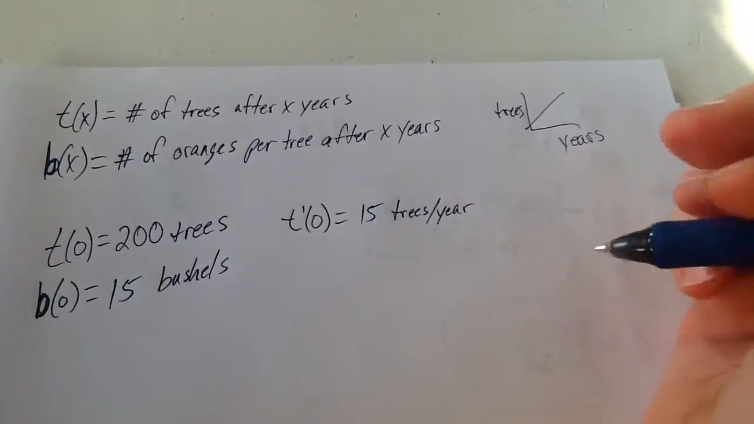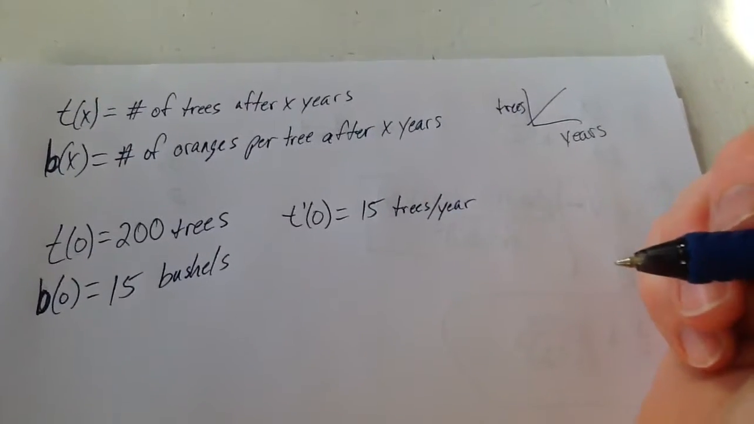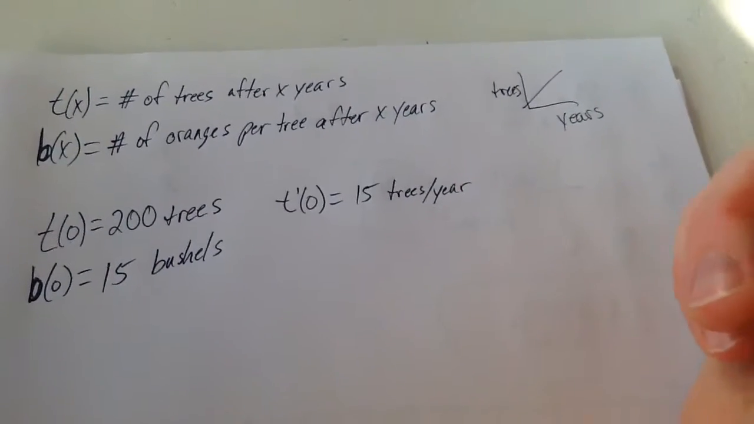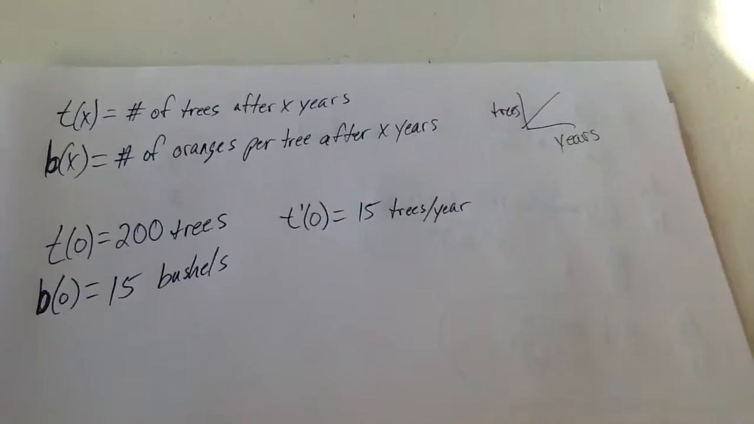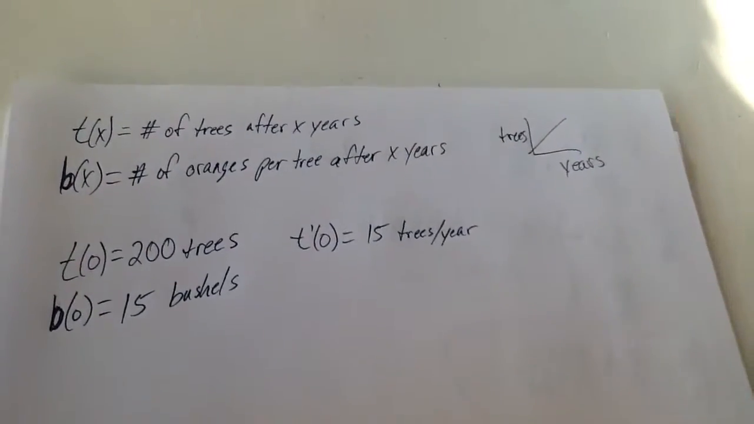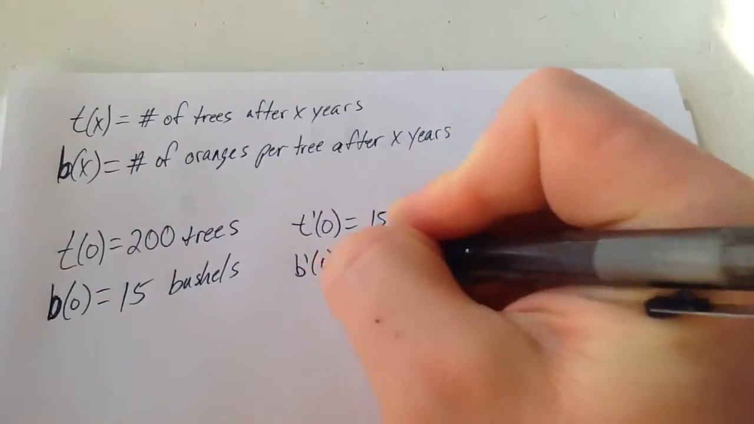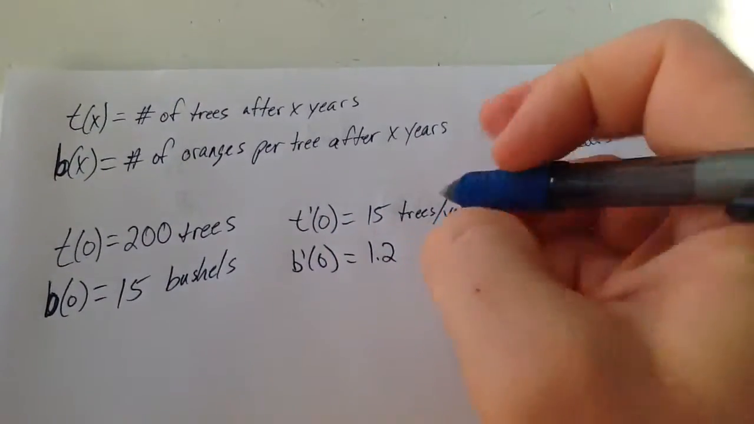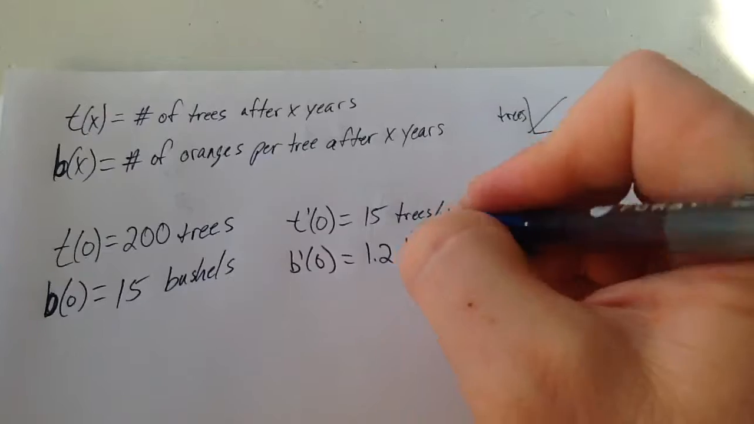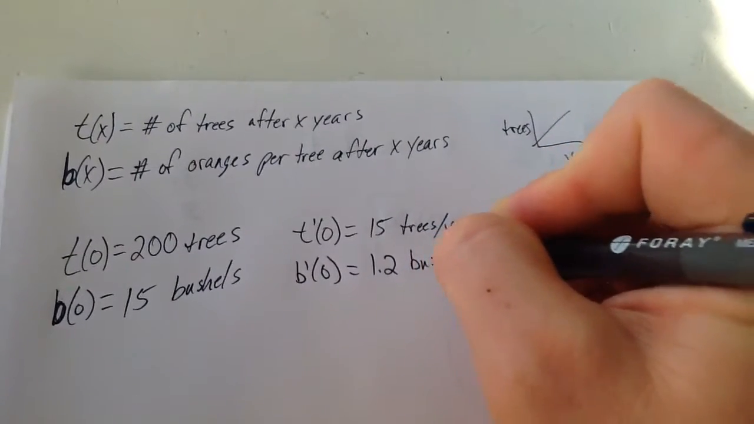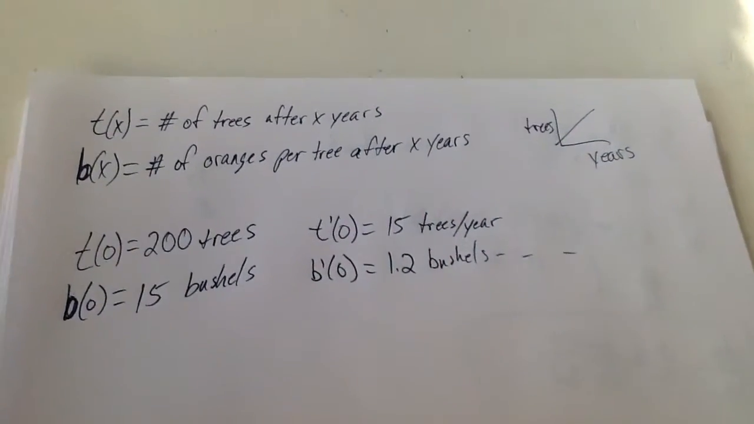And it also said the improved husbandry, so she's growing the trees a little better, and she's getting 1.2 more bushels per tree per year. So that's the derivative of that. That's just B prime of 0. It's 1.2 bushels. I don't want to write the units per tree per year.